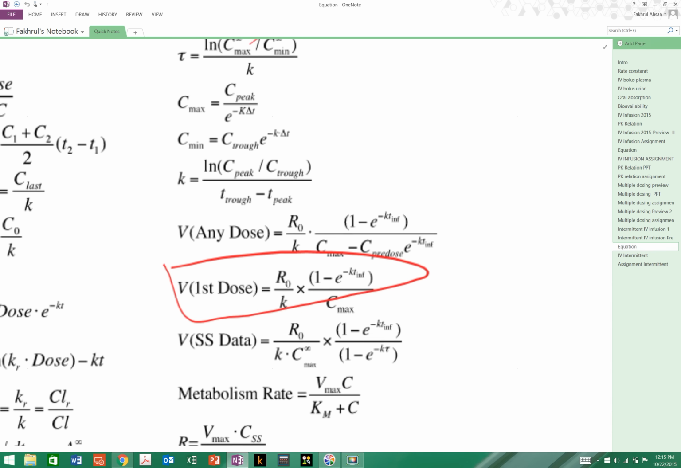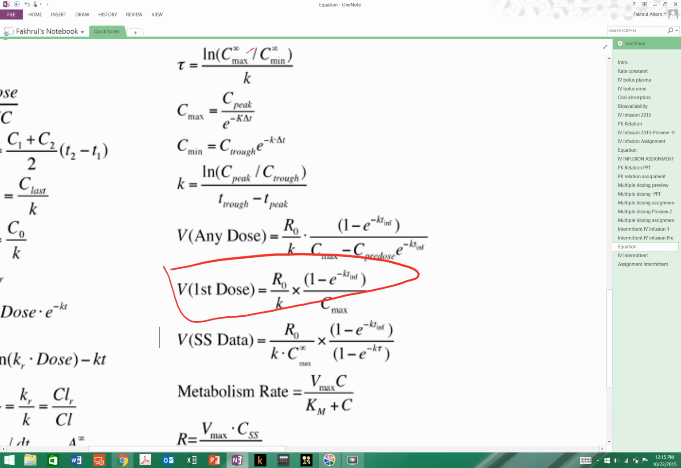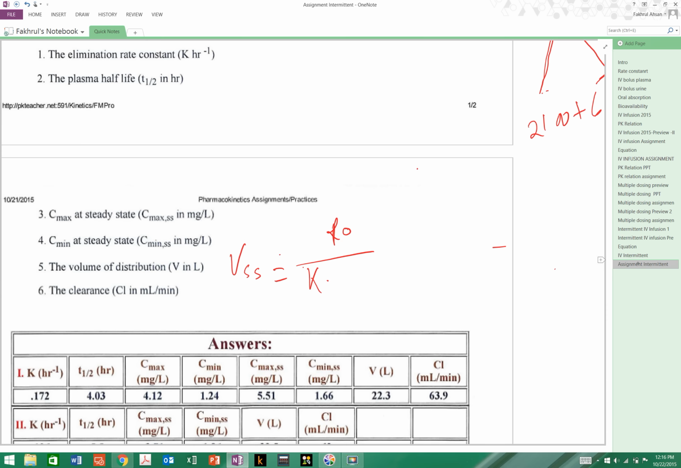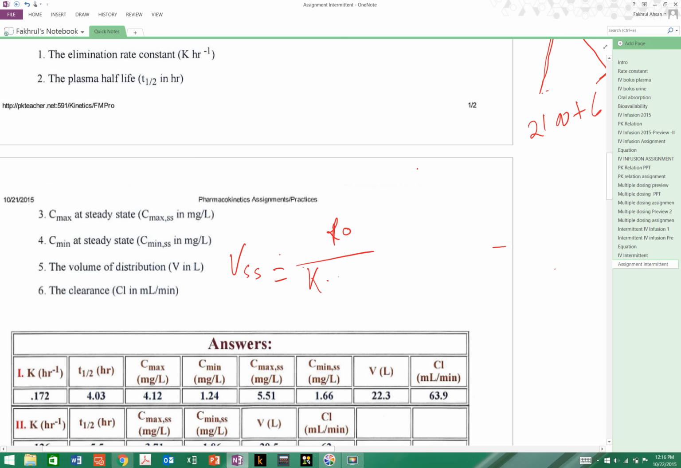I think it is Cmax equals K, Cmax infinity times 1 minus e to the negative K.